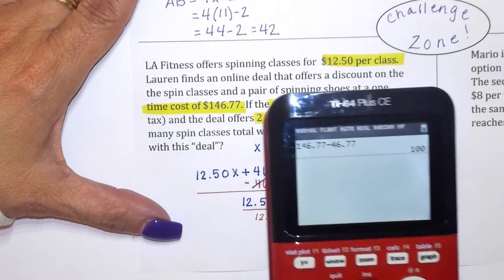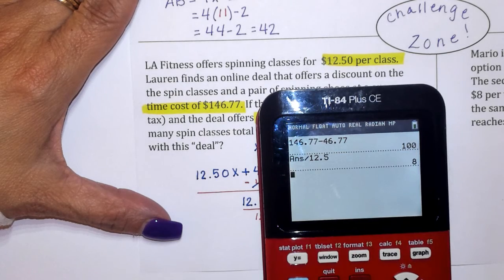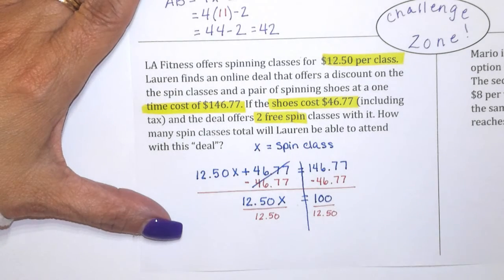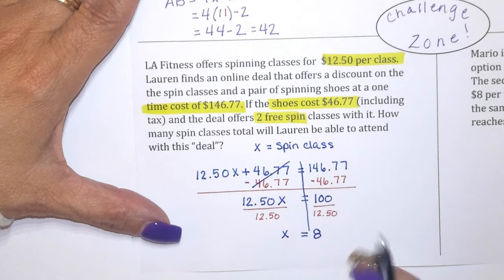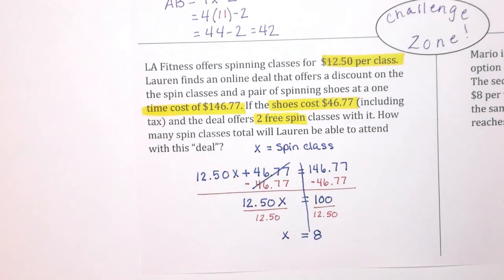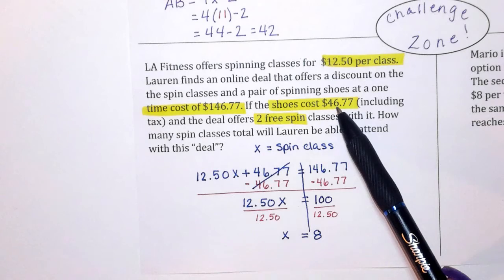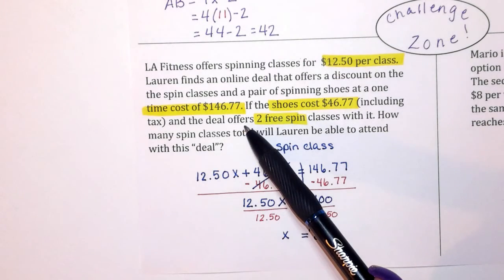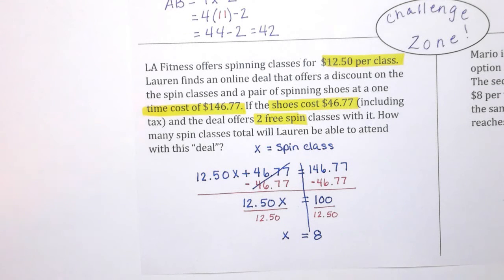So I'm going to take 100, divide it by 12.50, and it's 8. All right, so that means that x equals 8. Now, I want you to think about what this is saying. This is what the classes are. They're $12.50 a class. But you get this deal. If you buy the shoes and you get the 2 free spin classes with it for $146.77, how many spin classes total is Lauren going to get with this deal?